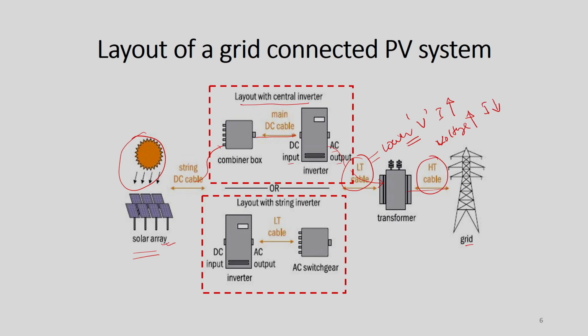Sometimes other inverters are also used, maybe string inverters. In the case of a string inverter, we need an AC switchgear before it goes to the transformer. We will learn all the different kinds of inverters in the coming slides, but this tells about how this system works. We need solar energy and then PV modules or arrays, and we need different cables like DC cables, AC cables, then inverters, transformers and then the grid, right.